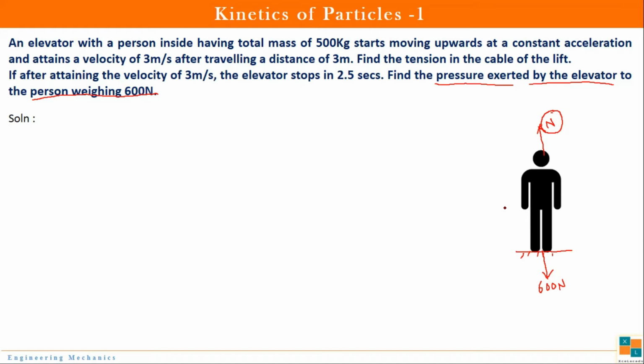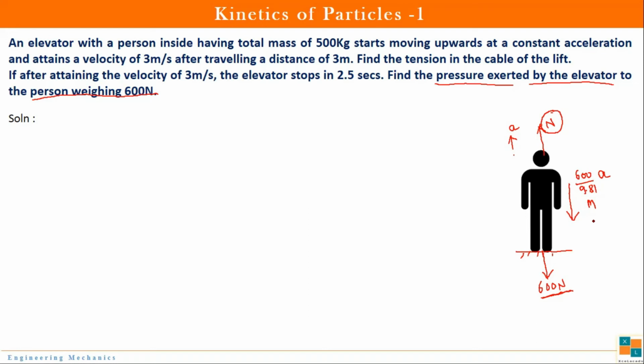Next step is to show the inertia force or the imaginary force. As the lift is moving upward, this man is also moving upward. That means the direction of acceleration is also upward. Now as the acceleration is upward, the imaginary force will act downward with a value of mass, that is 600 divided by 9.81, into a. Now why divided by 9.81? Because the weight is given to us as 600 newtons and we need mass here. So mass will be newtons divided by 9.81, that will be in kgs.